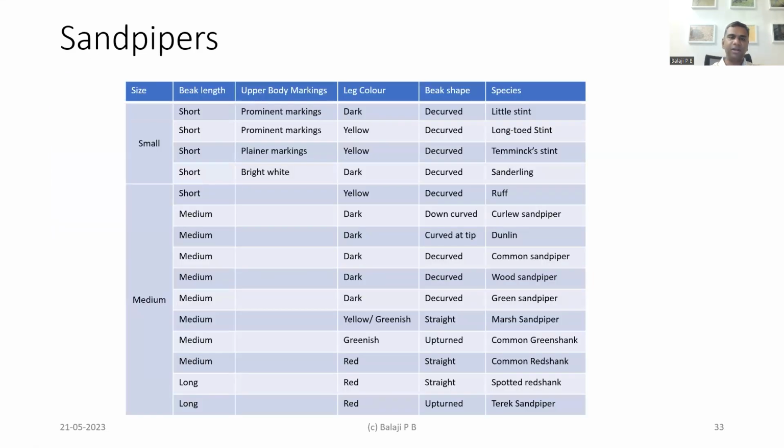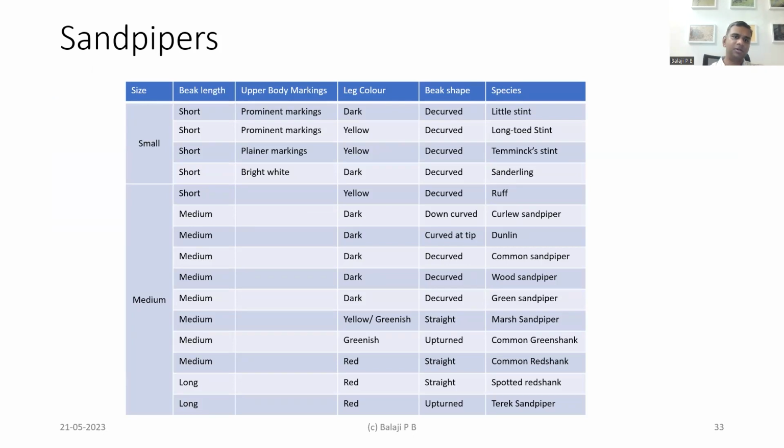So next we come to sandpipers. Again, sandpipers: what is the size of the bird? Is it a small bird or a medium sized bird? What's the length of the beak? What are the markings on the body? What is the color of the legs? What is the shape of the beak? Is it straight, up curved, down curved, or curved at the tip? A combination of all these four things will tell you what species it is.